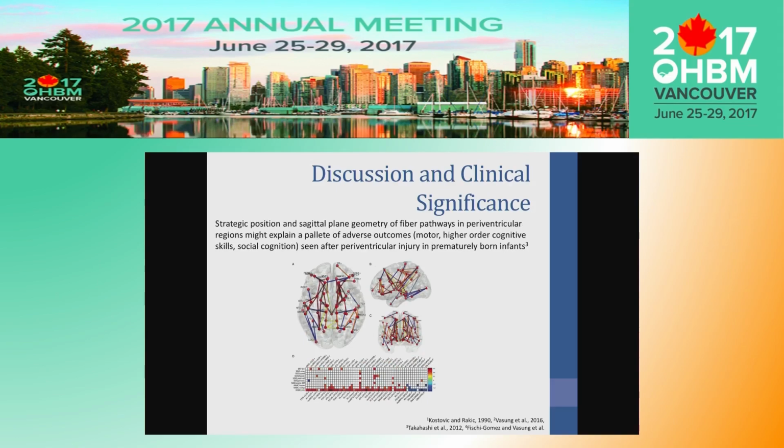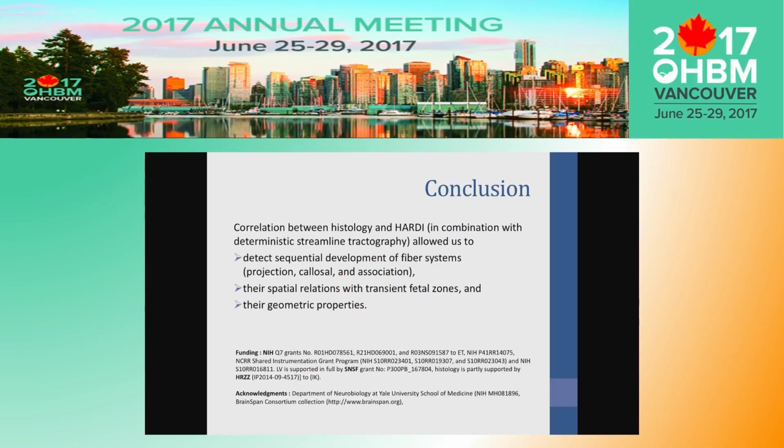For example, 2 years ago we did a study where we showed that children born prematurely actually had weaker connections within the cortico-basal ganglia thalamocortical loop, and they also display a palette of neurodevelopmental deficits. So if you go to the histological picture, injury in this one specific region of the brain could produce different neurological deficits. So lastly, as a conclusion, we showed the correlation between histology and HARDI that's in the paper.